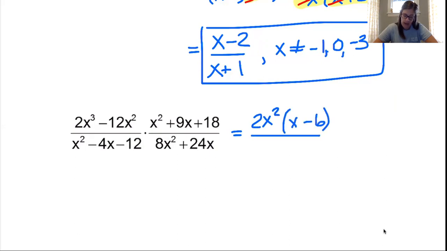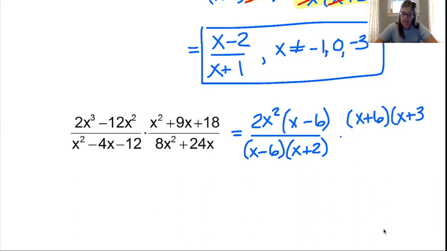And in the denominator, x squared minus 4x minus 12, that's going to factor out to be x minus 6, x plus 2, times, and then x squared plus 9x plus 18. Let's see, factors of 18 that add to 9, that's going to be x plus 6, x plus 3. Make sure you're factoring correctly, choosing the correct factors, signs and everything. And then in the denominator there, 8x squared plus 24x, they both have a factor of 8. They both have an x in them, so I can take that out of both. I'm left with x plus 3.